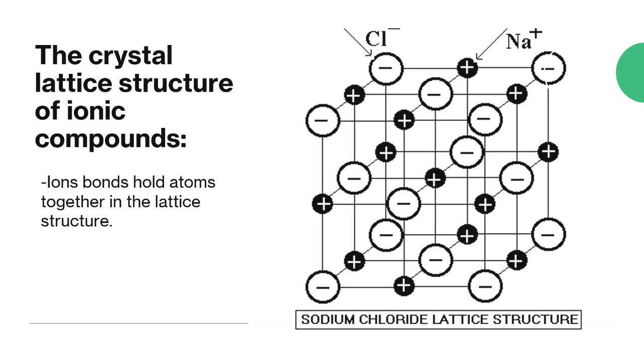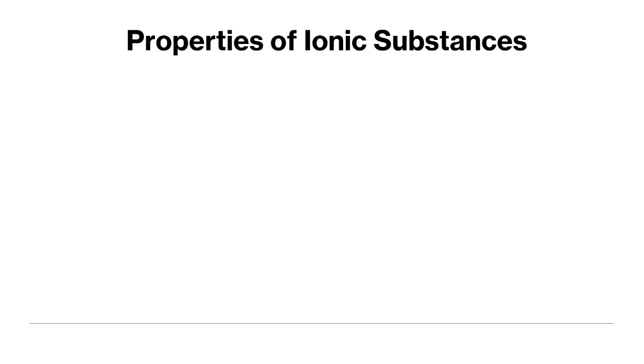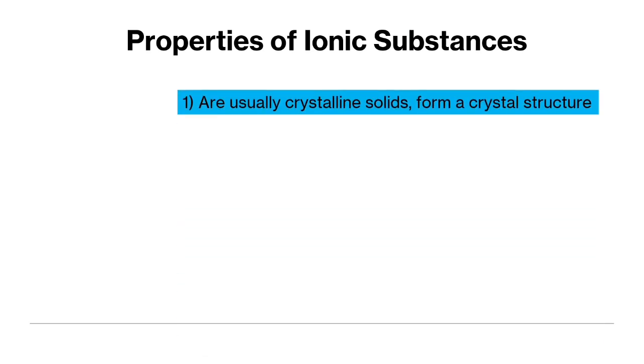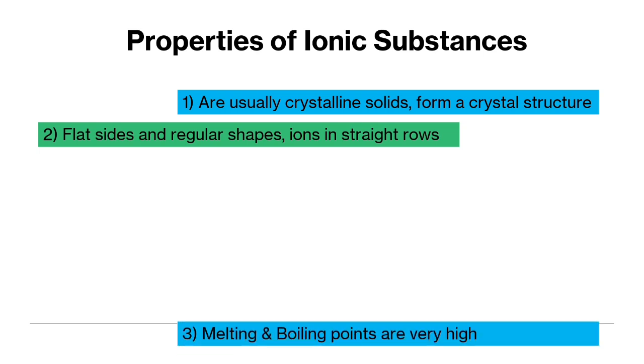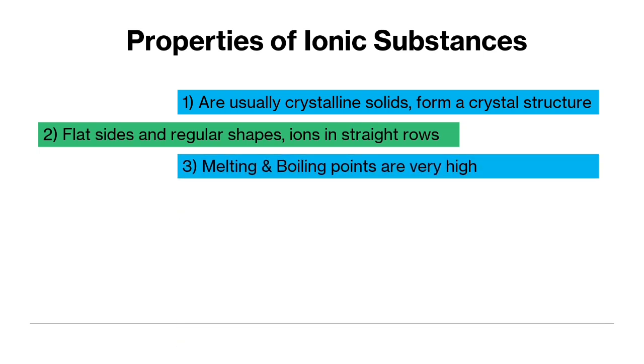Properties of ionic substances. 1. They are crystalline solids because their oppositely charged ions attract one another strongly and form a regular crystal structure. 2. Flat sides and regular shapes because the ions are arranged in straight rows in a pattern. 3. Melting and boiling points are very high because of strong ionic bonds between cations and anions. A large amount of energy is required to separate the ions.